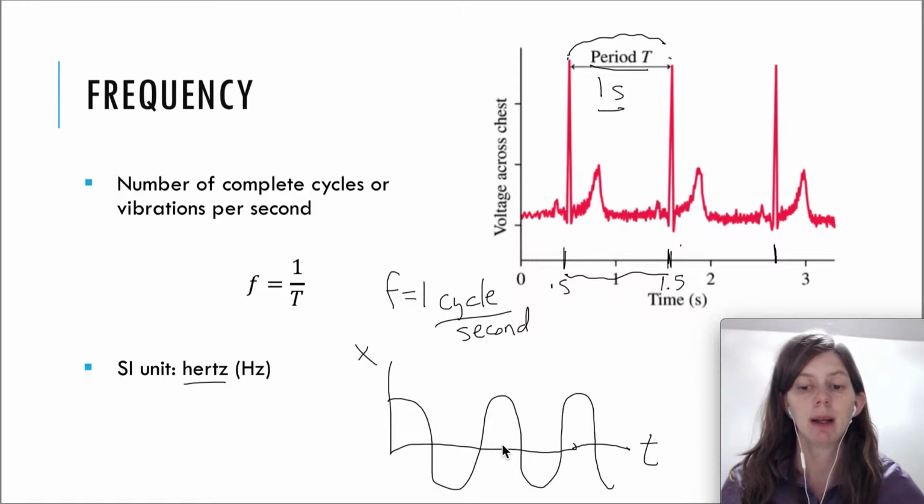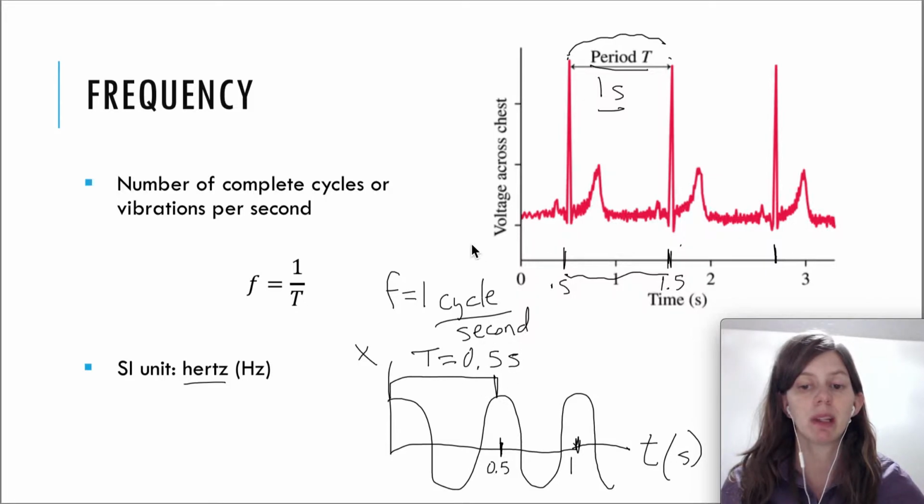So let's say that when the object gets here, that this takes 0.5 seconds. The time here is in seconds. And let's say that by the time it completes another cycle over here, that 1 second has elapsed. So 1 complete cycle is from here to here. The time for 1 complete cycle is the period. You can see from this graph that the period is 0.5 seconds.